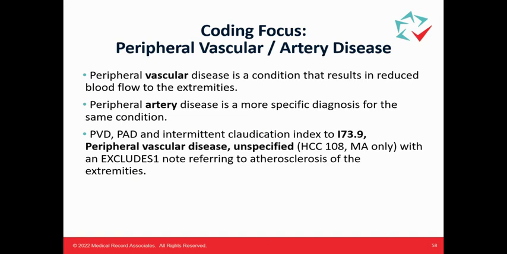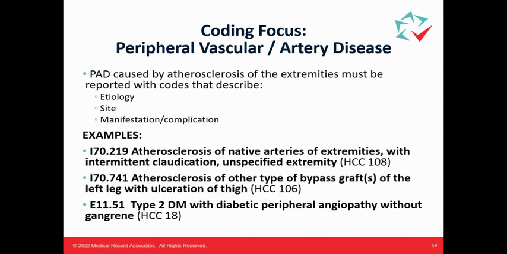Another area that I think we need to address is PVD or PAD, peripheral vascular disease or peripheral artery disease. So PVD is a condition that results in reduced blood flow to the extremities. PAD is a more specific diagnosis for the same condition. PVD and PAD and intermittent claudication code to or index go to I73.9, PVD unspecified, which is HCC 108 and MA only. It also has an excludes note referring to atherosclerosis of the extremities. A little bit more on there.